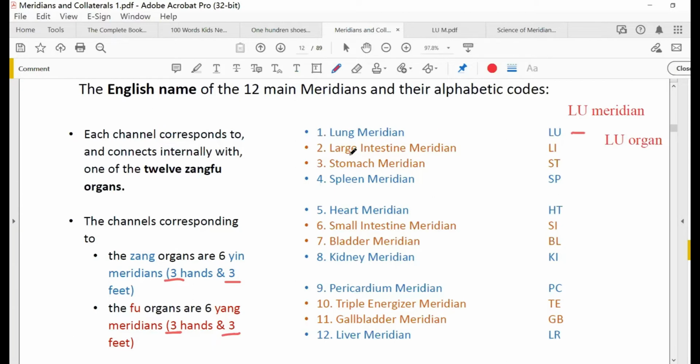Lung meridian, large intestine meridian, stomach meridian, spleen meridian, heart, small intestine, bladder, right? That's the urinary bladder, but we'll just use bladder. Kidney, pericardium, triple energizer, gallbladder, liver.